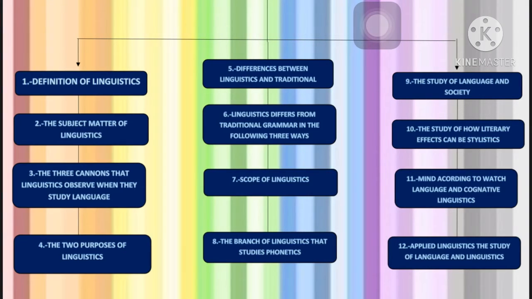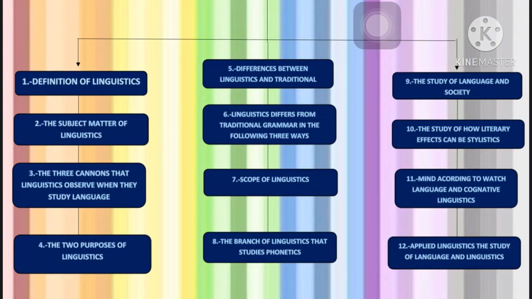Number 5. Difference between linguistics and traditional grammar. Traditional grammar was based upon earlier grammars of Latin or Greek and laid emphasis on coherence, literary excellence, the use of Latin models, and the purity of written language.